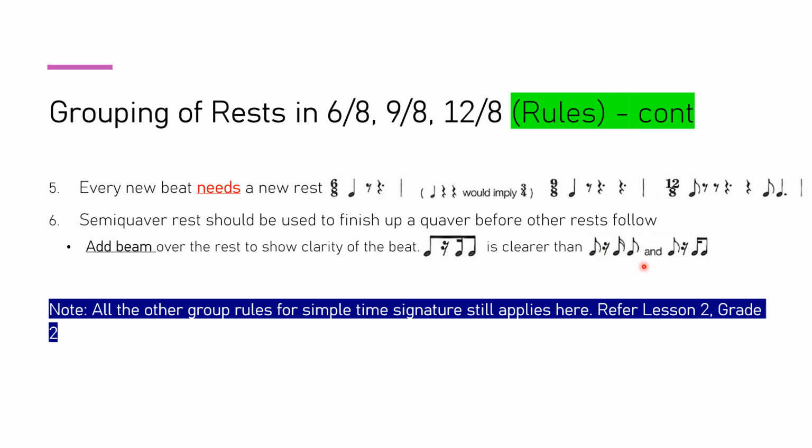If you don't put the beam and you just write it like this, it's not very clear. Putting the beam tells me that everything here sums up as a dotted crotchet. So I can identify this as one beat that is a dotted crotchet, rather than just scattering it like this. I don't know where the one beat is, except I do the calculations. But when you beam everything that makes up the one beat, including the semiquaver, it makes it easy for me to follow in terms of the music.